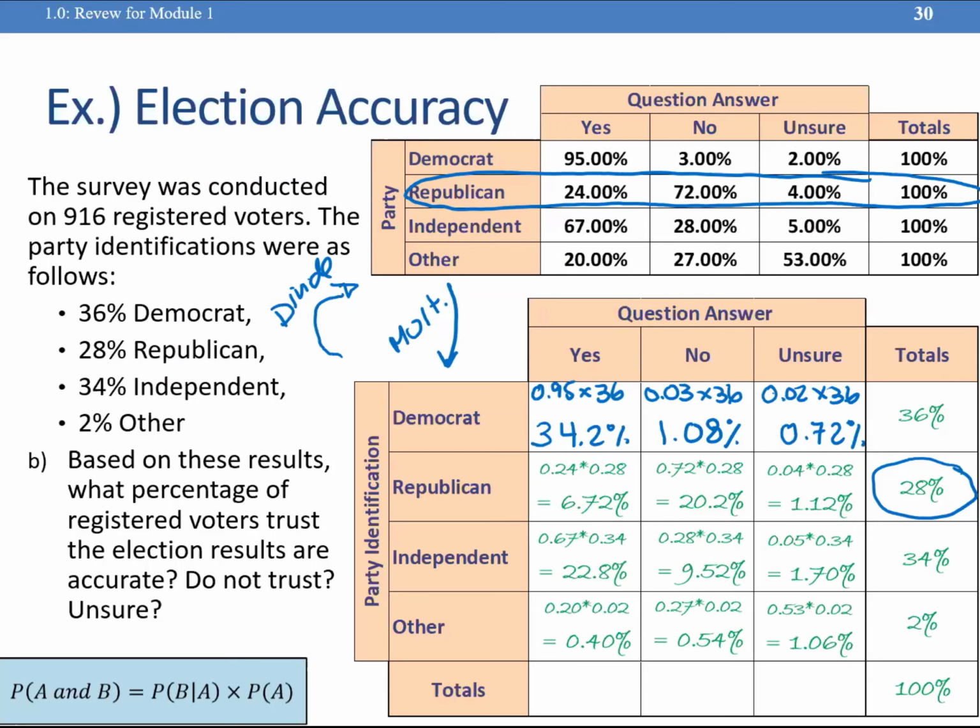Now, once you've filled in the inside of the table, you can sum up each column: 64.1% for yes, 31.3% for no, and 4.6% for unsure. And this gives us the answer to our question. What percentage of registered voters trust that the election results are accurate? 64.1%. Trust said yes, I trust that the election results are accurate.